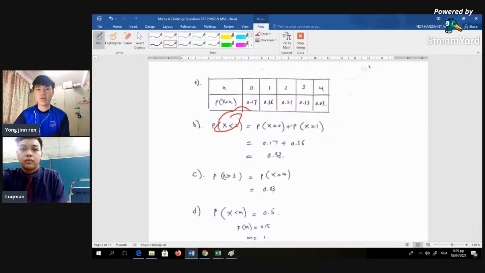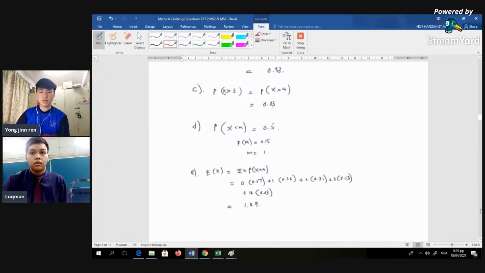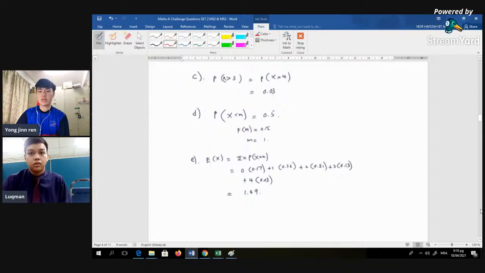Okay, for question C, what is the probability that the process is recalibrated more than 3 times during a week? The question said more than 3 times, which means 3 is not included. So for x more than 3, there's only 4. So for the probability of x equals 4, we know that the answer is 0.03. So that's the final answer for question C.